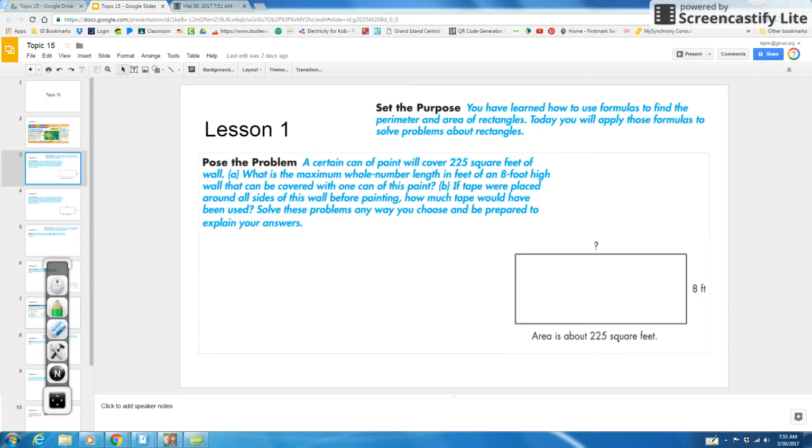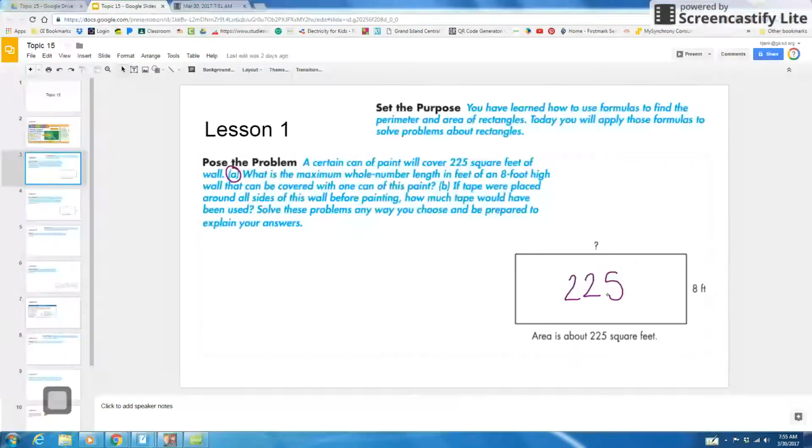So let's go on to our first slide here. We have a certain can of paint that will cover 225 square feet of wall. So we're going to focus on part A here. They want to know what is the maximum whole number length in feet of an 8-foot high wall that can be covered with that can of paint. So down here, this rectangle is our wall. They told us that this whole wall is 225 square feet, or I can also write it as feet squared. That's how we refer to area. And they're saying that it's already 8 feet high or wide, so there's our width. I do not know our length, and that's what they want us to find.